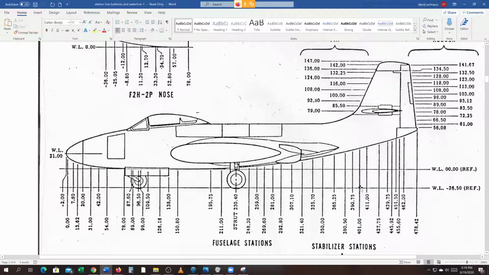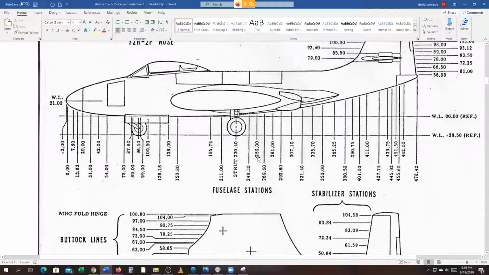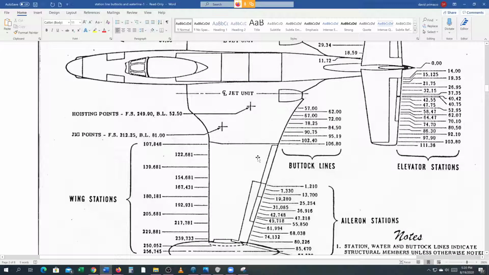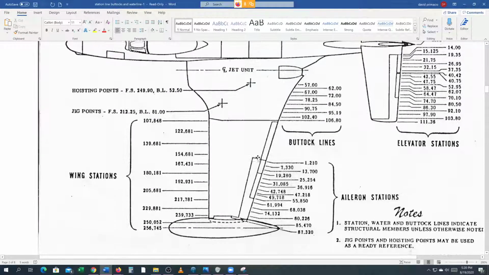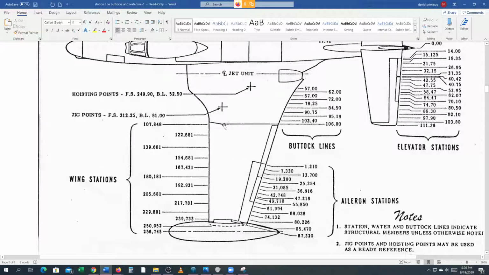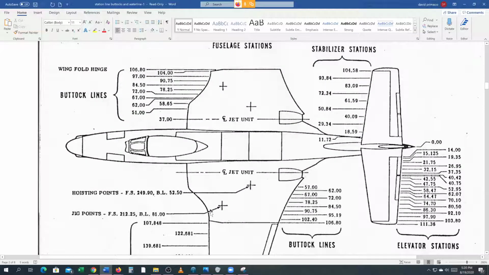You got waterline again, representing top to bottom. Station, forward and aft. Forward of the plane all the way to the back. These are station cuts. Left and right side of the plane is buttock lines. And wings have their own design using stations going along the wings.